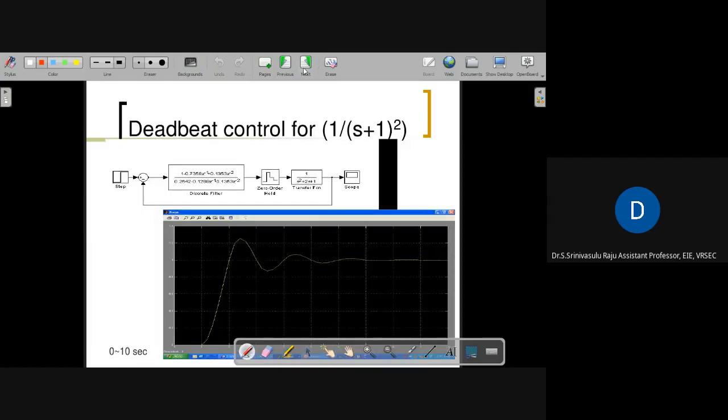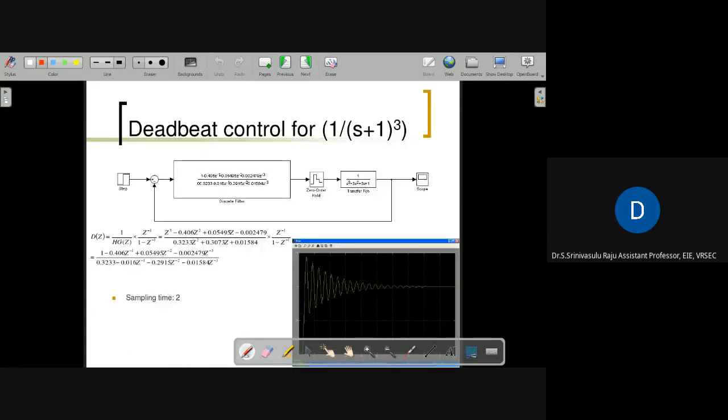Now I am considering 1 by s plus 1 whole square. All of us know 1 by s plus 1 whole square represents a second order system. So we have the zeta, the oscillation frequency, everything. Similar concept. We have designed D of Z manually, and D of Z has been incorporated in MATLAB, so we arrive at this response. Now you can observe that the output response is oscillatory in order to track the step. So the response is oscillatory for 1 by s plus 1 whole square.